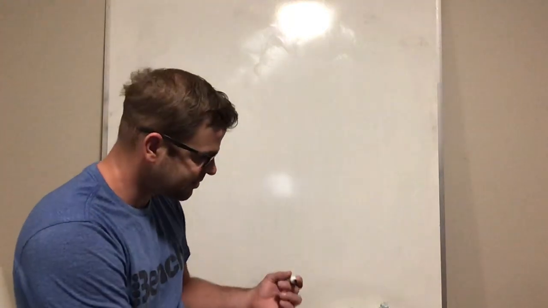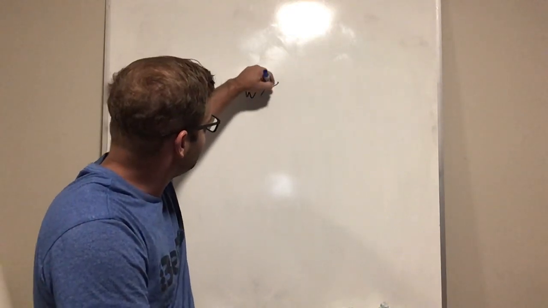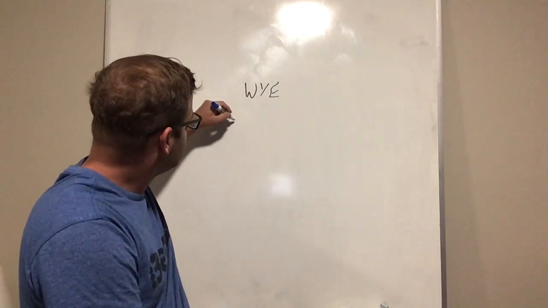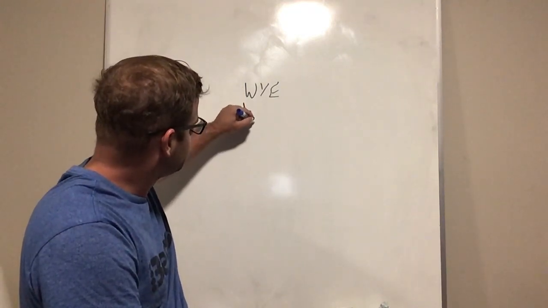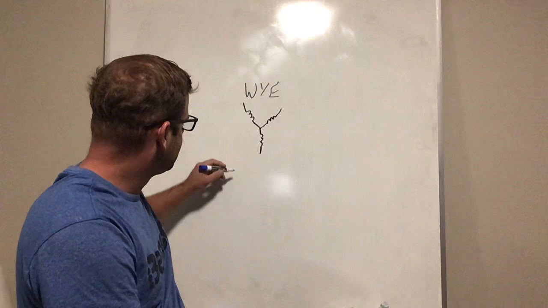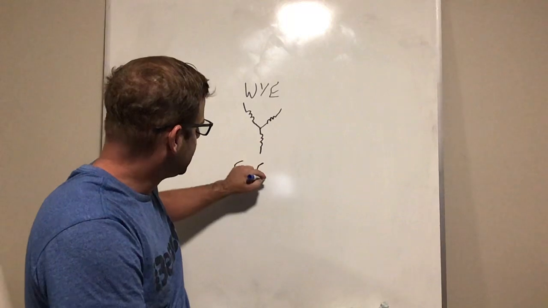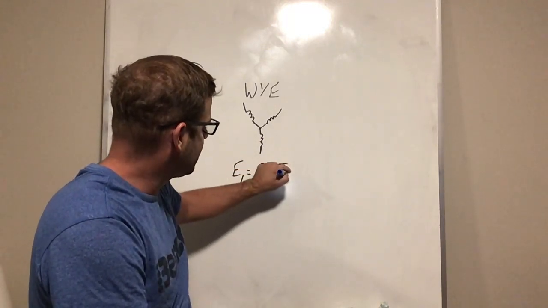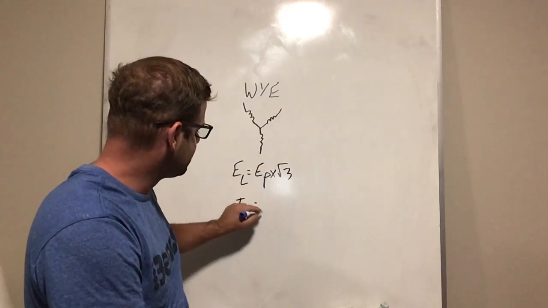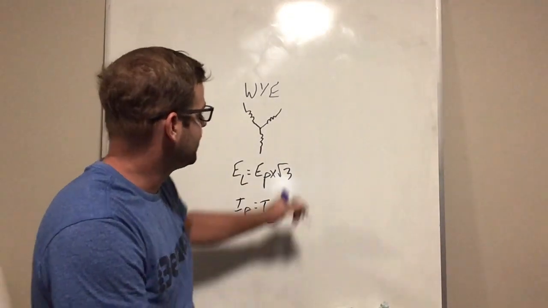Three-phase distribution systems that we were talking about last class. We have our Y configuration, and in Y, we have E line is equal to E phase times root 3, and I phase is equal to I line, or I line is equal to I phase.